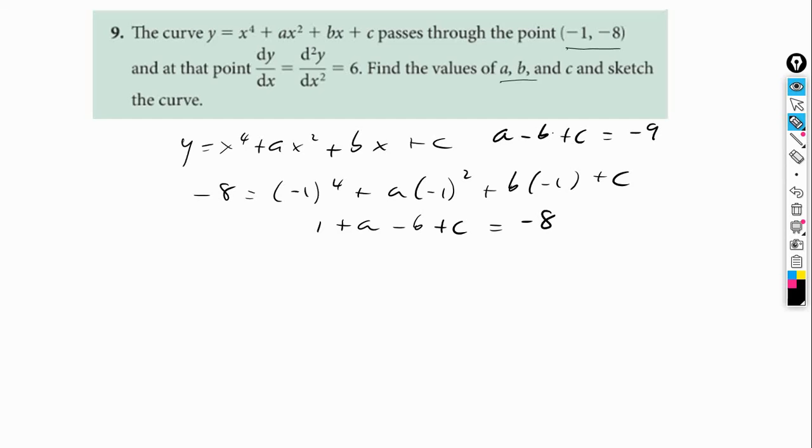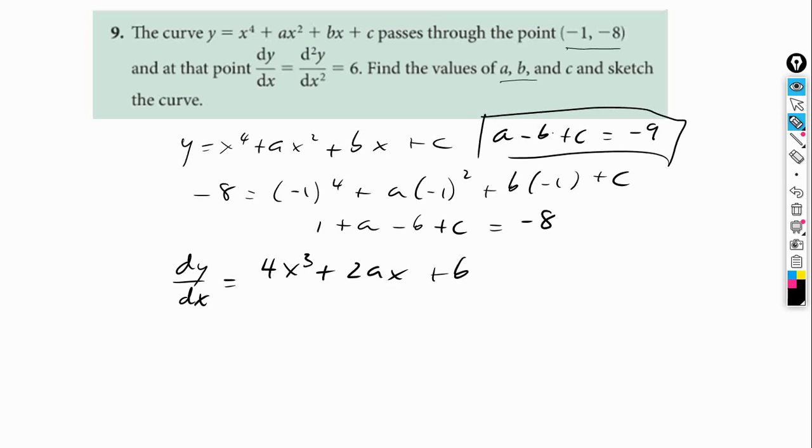So the first derivative is going to equal 4x cubed plus 2ax plus b. Notice that we're treating a, b, and c as constants or as numbers. But they tell us that when x is -1, the first derivative equals 6. So we can use that fact to find another equation. So we found the first equation here, and now we're going to find another equation.